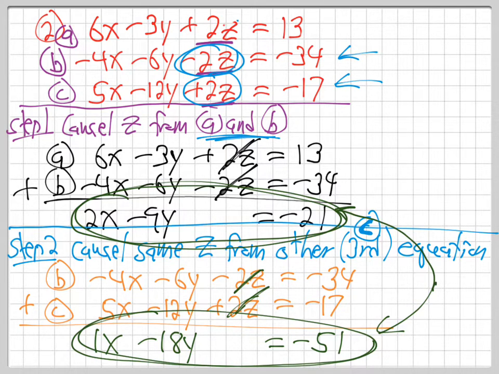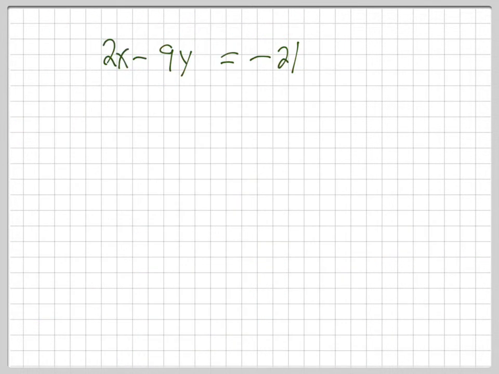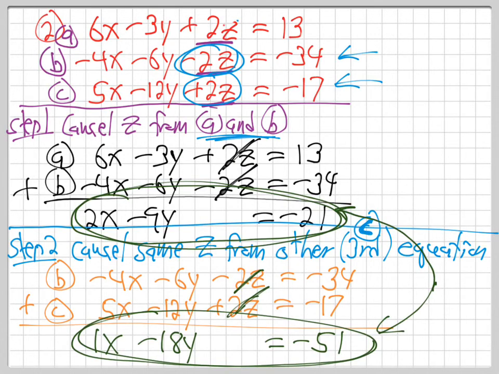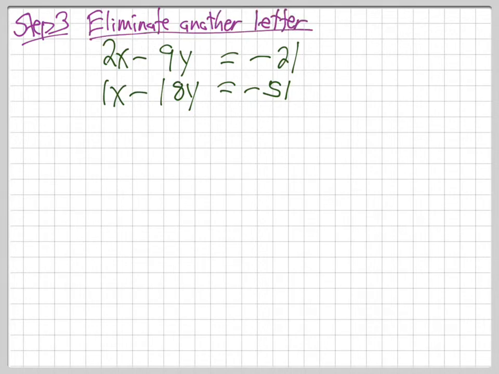So 2x minus 9y is minus 21. And 1x minus 18y is minus 51. Okay, so this is now step 3. Eliminate or cancel another letter. So we're going to eliminate another letter.